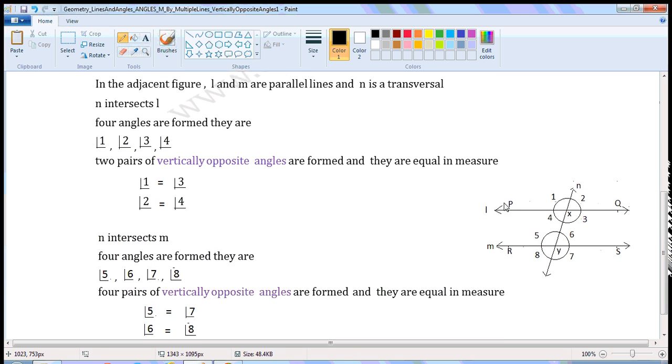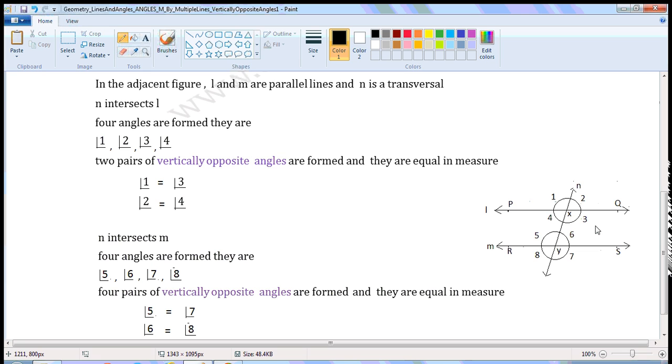In the adjacent figure, L and M are parallel lines and N is a transversal. N intersects L at X. Four angles are formed here: angle 1, angle 2, angle 3 and angle 4.